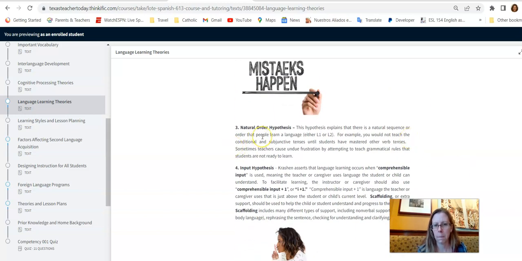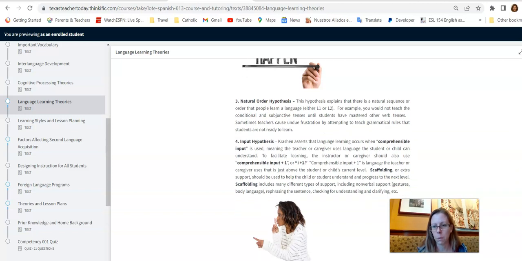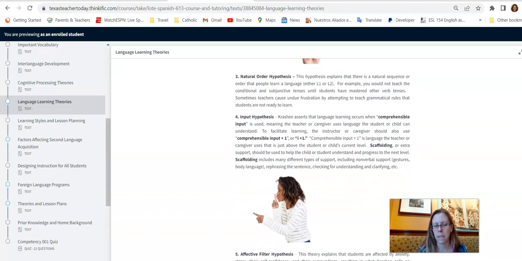Next is the natural order hypothesis. There's a natural order that we learn languages in. This holds true for both L1 and L2. So if you notice little kids talking, learning to talk, little babies, they start with words and then they start combining a verb and a noun, right? Like daddy, go. So there's a natural progression. So we start with the present tense, later on we use the past and the future tenses. If we follow that natural order, that's the best way to teach a language or to help people acquire a language. If we break that order, we'll cause frustration for both the students and the teacher.